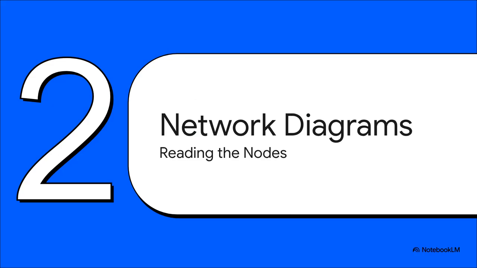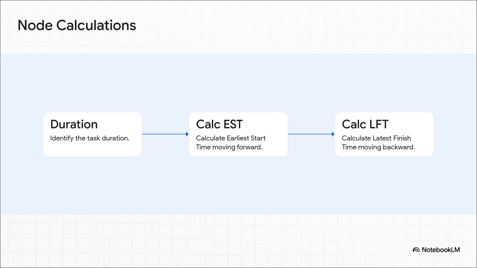Moving right along to Section 2, Mechanics of Network Diagrams, where we learn how to read the nodes. Before diving into a full diagram, you've got to understand the nodes, those little circles that map out the project. Each one requires 3 key pieces of data. Step 1, you identify the task's duration, which is just how long it takes. Step 2, you calculate the earliest start time, or EST, by working forward through your timeline. And finally, Step 3, you calculate the latest finish time, or LFT, by working backwards. Basically, you need to know the absolute latest a task can finish without blowing up the whole project schedule.